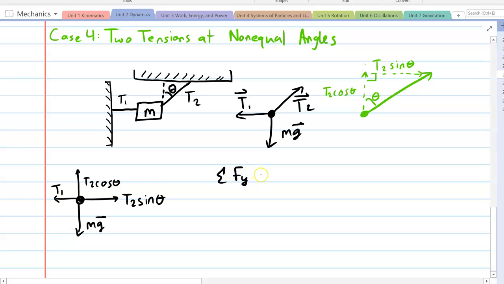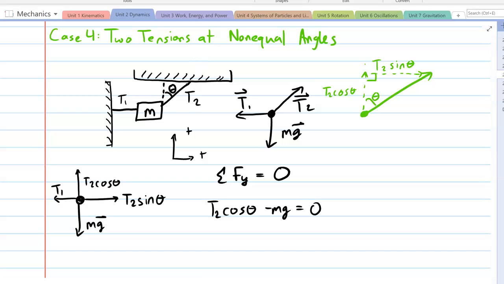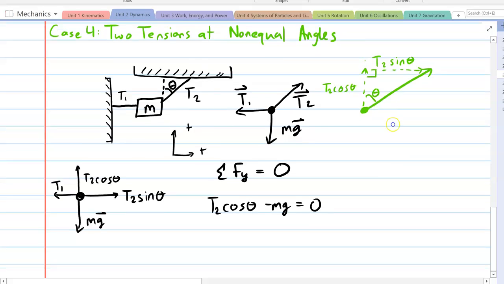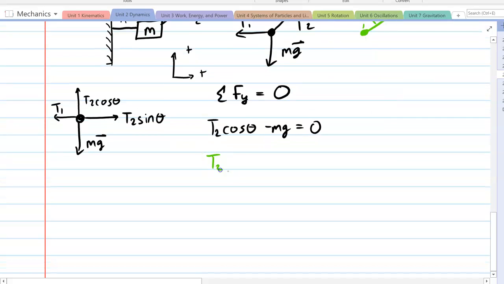Let's do the y. So the y is not moving, so 0, right? So now we want to sum it. So I'm going to define this way and this way as my positive directions. So let's continue. T2 cosine theta minus mg is equal to, what is it equal to? It is equal to 0. And then we get our final result. Let me solve for T2: T2 is equal to mg divided by cosine theta.